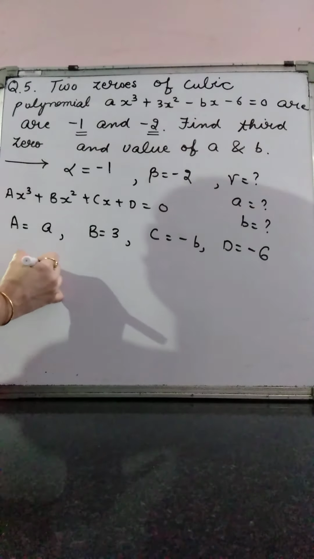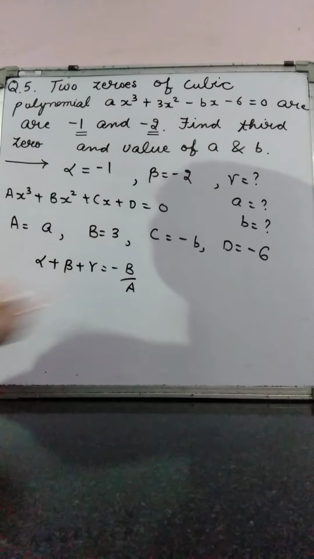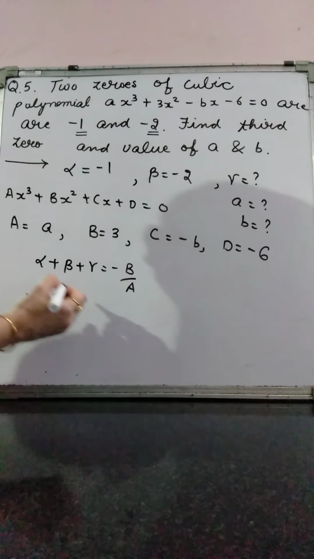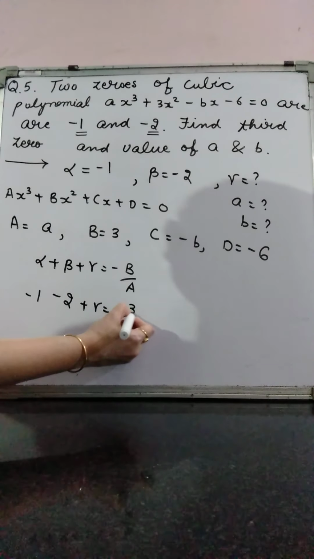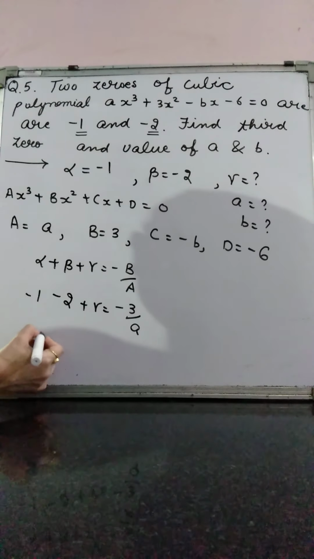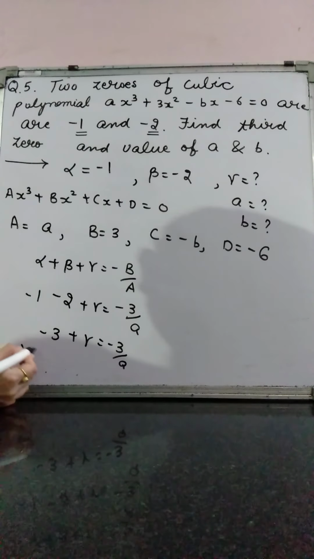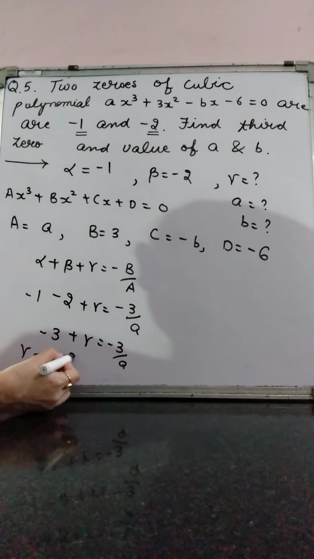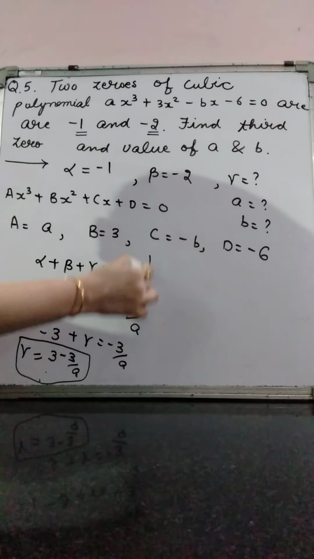Apply alpha plus beta plus gamma is equal to minus B by A. Substitute the value of alpha as minus 1, the value of beta as minus 2, the value of gamma, and the value of B as minus 3, and the small a. Minus 1 minus 2 will be minus 3. So the value of gamma will be minus 3 when it goes on the RHS, it will be plus 3. The value of gamma will be 3 minus 3 by a.